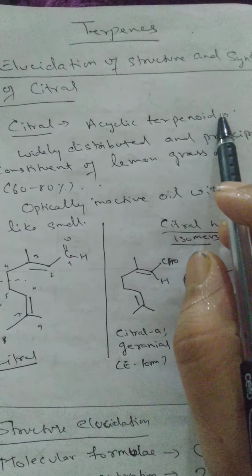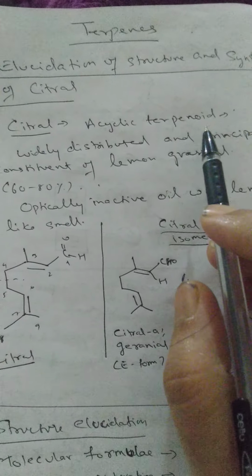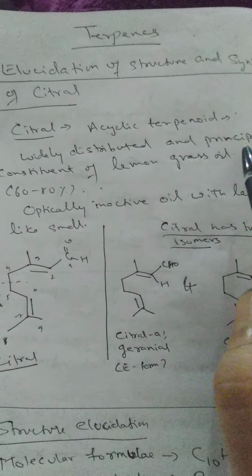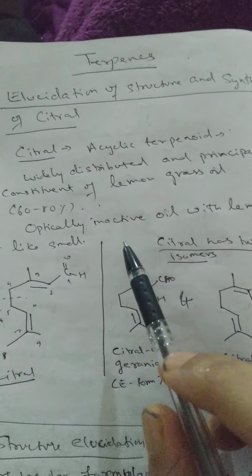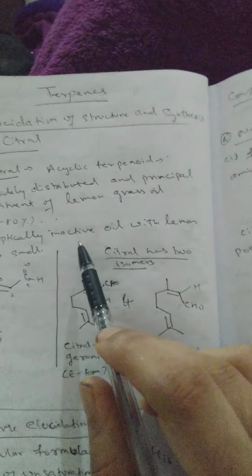First we'll know what citral is. Citral is an acyclic terpenoid. We have seen all these examples in the last video. It is widely spread, and basically it is present in lemongrass, 60 to 80%. You must have seen lemongrass; it smells like lemon. It's optically inactive, so there are no chiral centers.